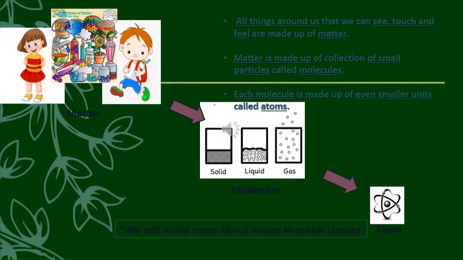So now we know that all things around us that we can see, touch and feel are made up of matter. Matter is made up of a collection of small particles or molecules, and each molecule is made up of even smaller units called atoms. Children, you will study more about atoms in senior classes.